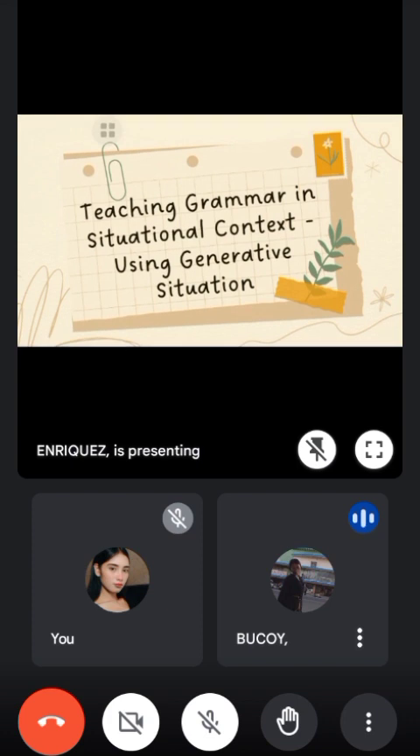I'm Ramon Bukoy, together with Jayan Enriquez. For today's session, we will be discussing to you about the situational context using generative situation.